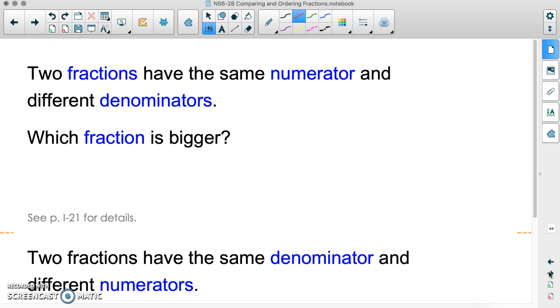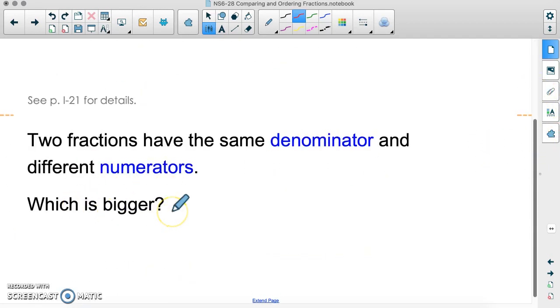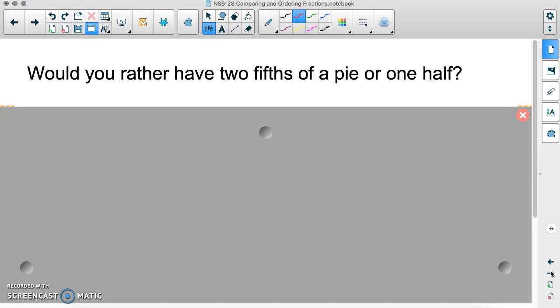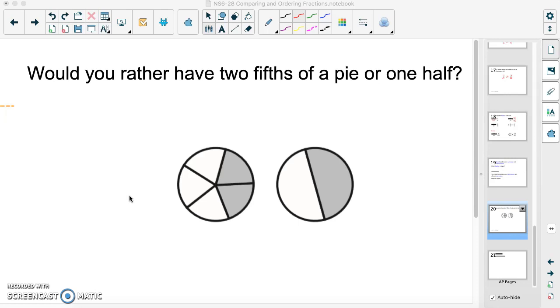So if two fractions have the same numerator and different denominators, which fraction is bigger? It's always going to be the fraction that has the smaller denominator will be bigger. If two fractions have the same denominator and different numerators, which is bigger? It's going to be the fraction with the larger numerator. So when you're asked the question, would you rather have 2/5 of a pie or 1/2 of a pie, you're going to answer that you would rather have 1/2 so that you get the bigger portion of pie.